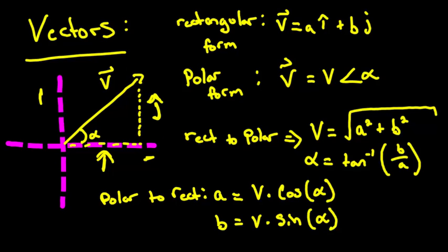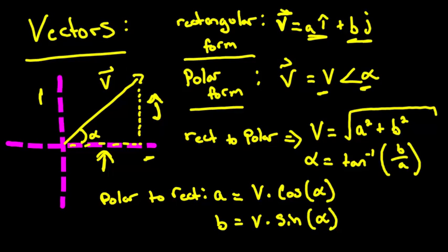So a vector is essentially a line and can be represented in two different forms, the rectangular form and the polar form. The rectangular form represents our vector v as an x component and a y component, a magnitude of an x component and a magnitude of a y component. Those magnitudes are represented by a and b. It can then be represented in a polar form where it has just a magnitude and an angle.